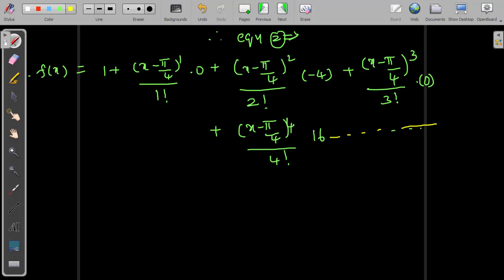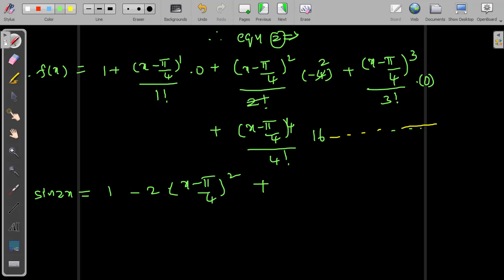Okay, so the next step is simplification. LHS sine 2x is equal to simplification 1. Again, the second term total is 0. The third term: we have 2 factorial, again here 4, which means 2 factorial value 2, and 2 twos are 4, so finally you will get minus 2 times x minus pi by 4 whole power 2, that's enough, plus sign. Again the third term here is 0, because 0 times x minus pi by 4 whole cube is 0.